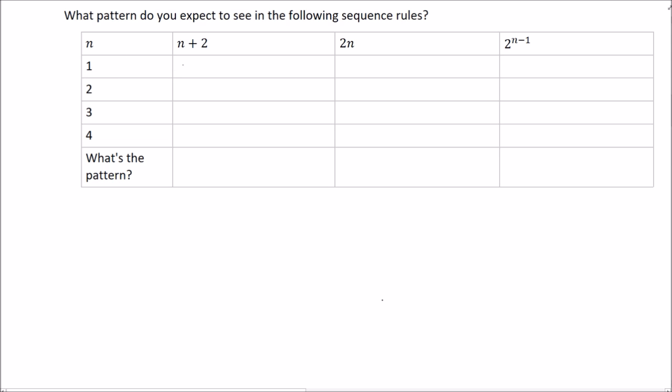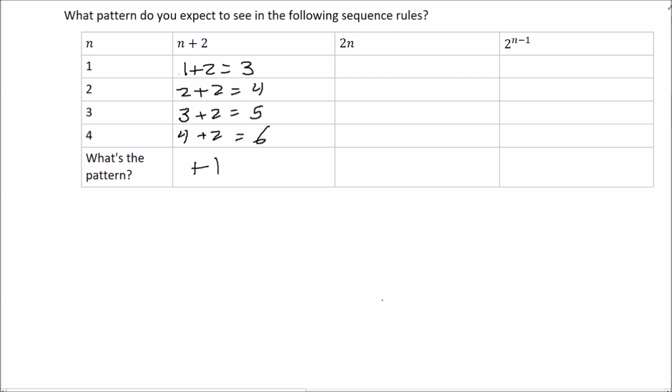Okay, if I plug in a 1, I get 1 plus 2 right here. That equals 3. Not so bad. 2 plus 2, 4. 3 plus 2, 5. And 4 plus 2, I get 6. 3, 4, 5, 6. Pretty easy pattern, y'all. We're adding 1 each time.